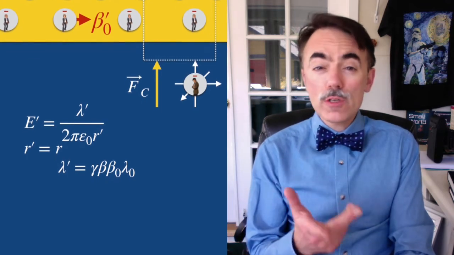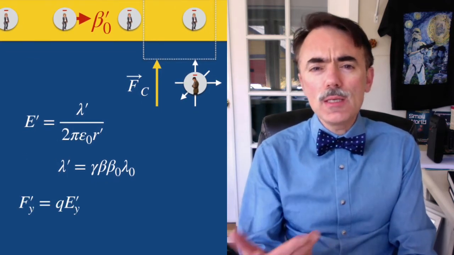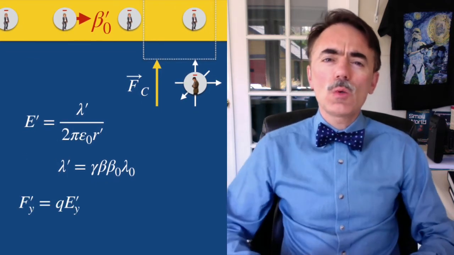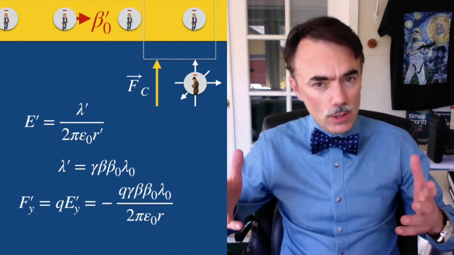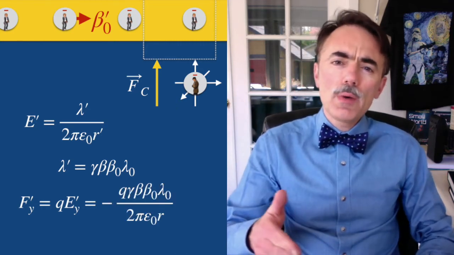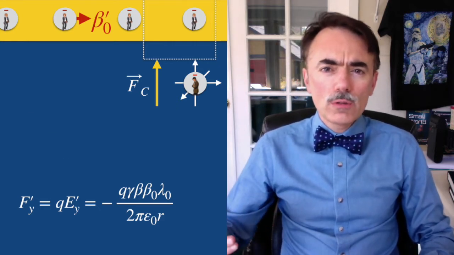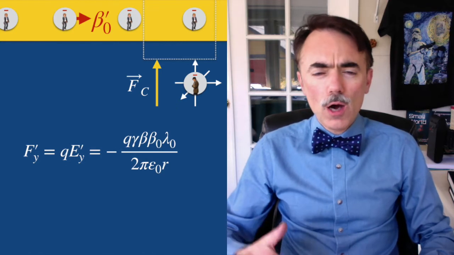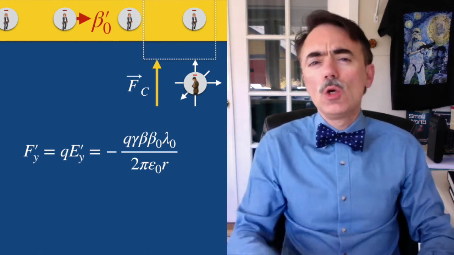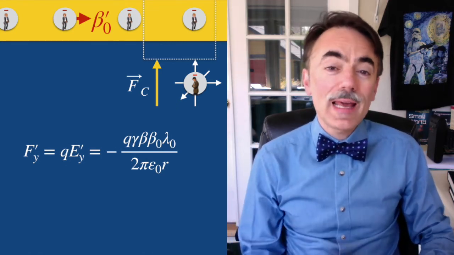Because the force F prime equals Q times E y prime, this equals minus, from the charge of the electron, Q gamma beta beta naught lambda naught over 2 pi epsilon naught r prime. Remember, this is Coulomb's force, the force due to the electric field.